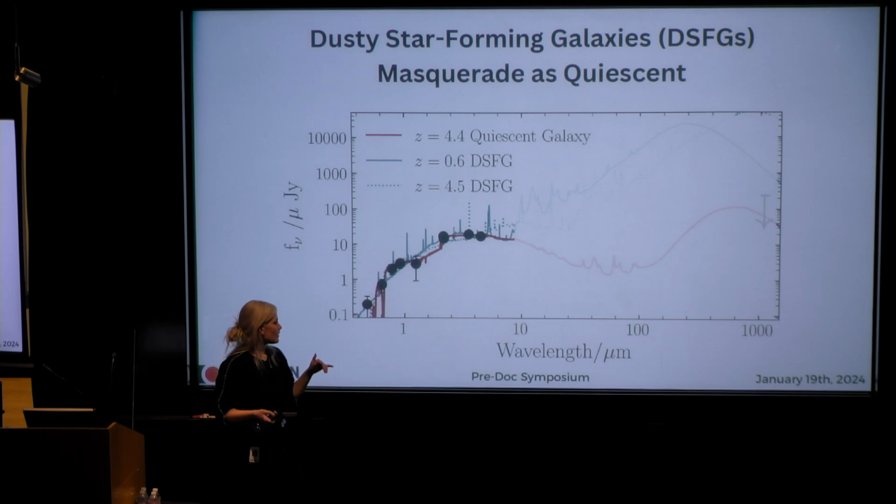So this is an example of a real galaxy. The black points are the photometric points. And then the red line is an SED fit to a quiescent galaxy, so it fits the black points really well. But you also have these two blue lines, which are a very different type of galaxy that also follow the points fairly well. This is one of the primary reasons why I started the project: to really understand, when we select galaxies that we say are quiescent, how well we're really doing in determining that.